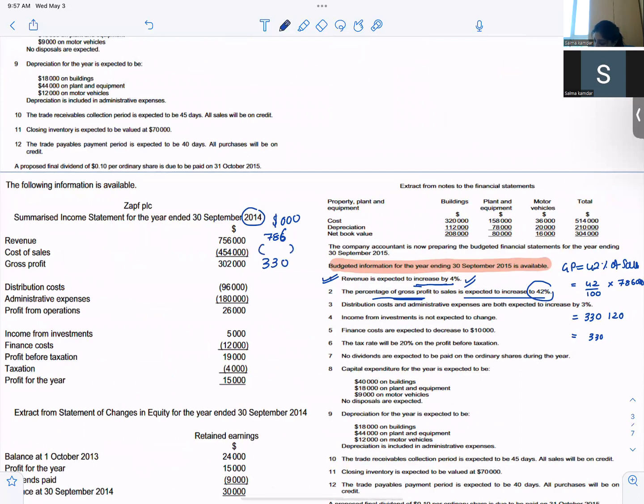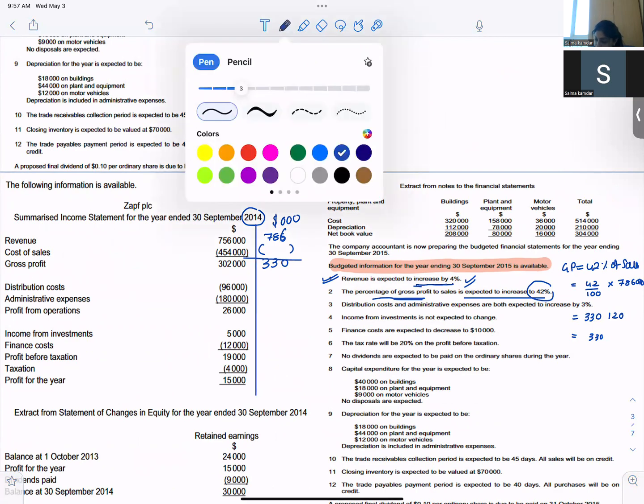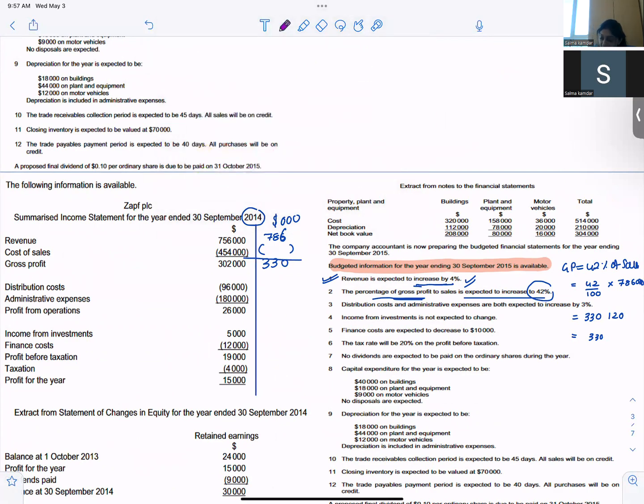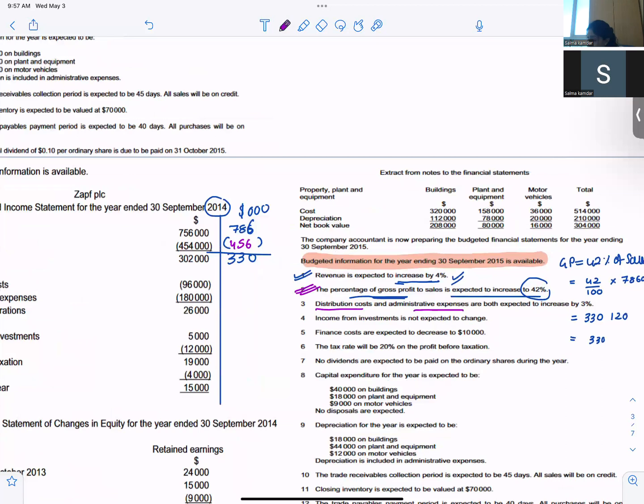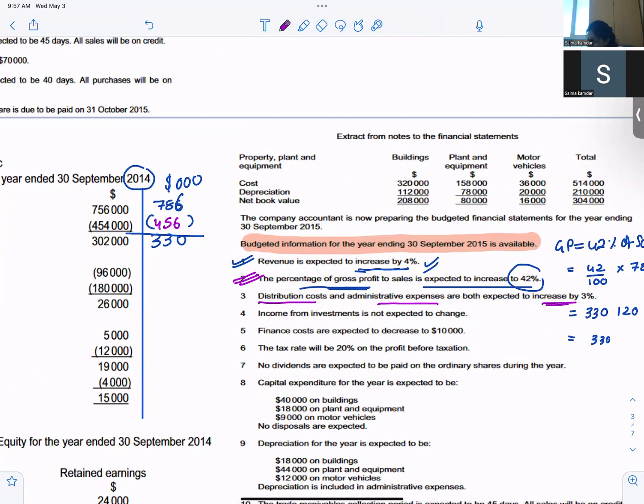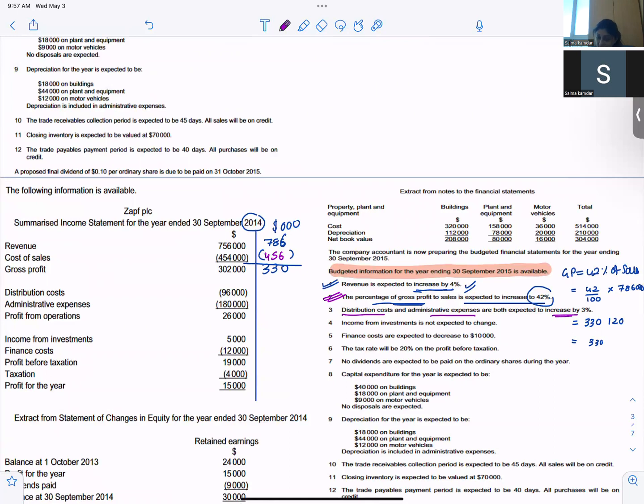So my cost of sales will become how much? 786 minus 330. So it will become 456. So my second adjustment is also done. Now they are telling the distribution costs and administrative expenses both are expected to increase by 3%. So this will become 103%. So my distribution cost would be 96,000 into 103%.